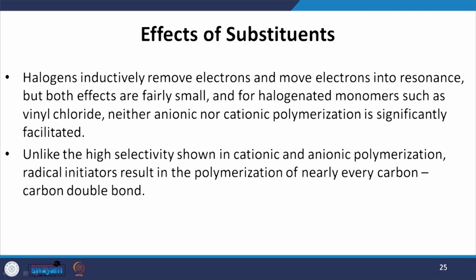Now in the third example you see that we introduced the halogens. Halogens inductively remove the electron and donate electron to the resonating structure, but both effects are fairly small. Halogenated monomers such as vinyl chloride are neither significantly facilitated by anionic nor cationic polymerization. So unlike the high selectivity we showed in the previous figure for cationic and anionic polymerization, polymerization of nearly every carbon-carbon double bond is always possible with radical initiators.